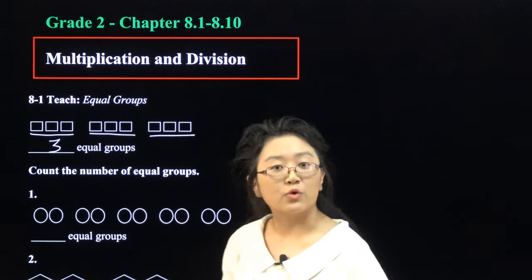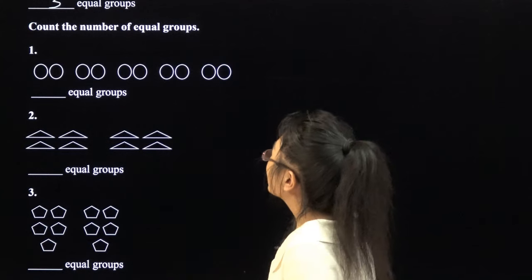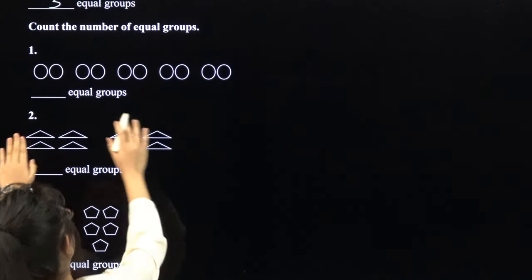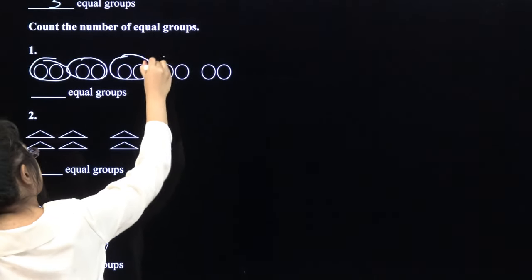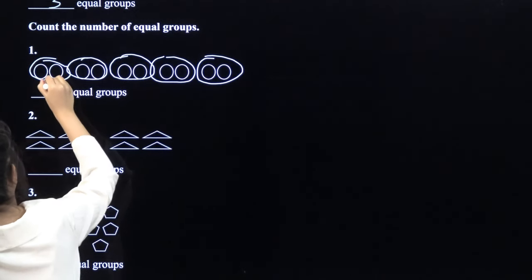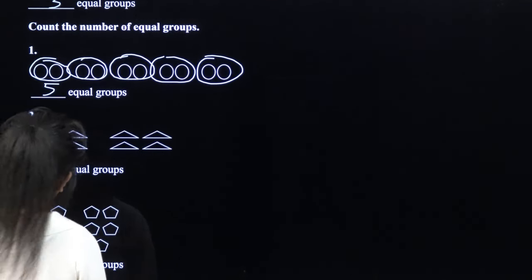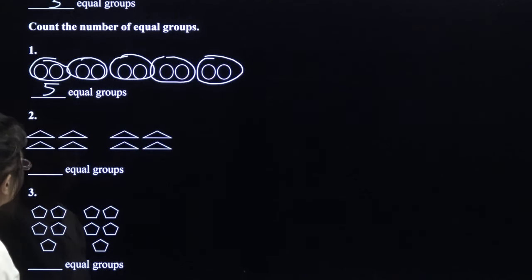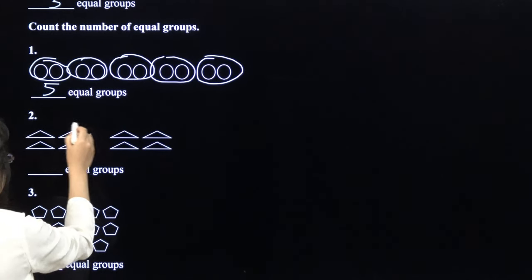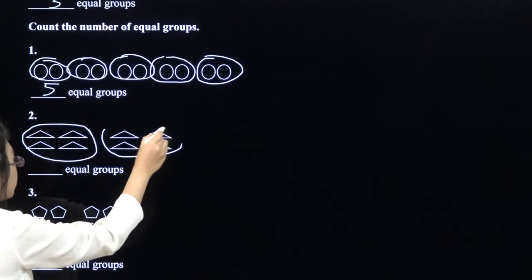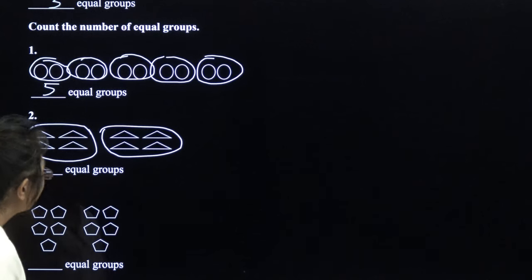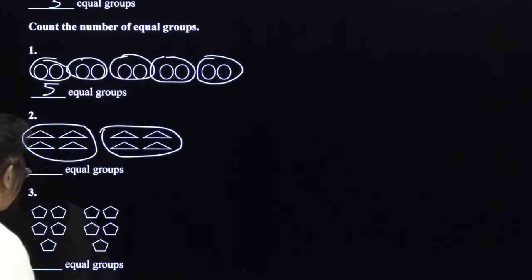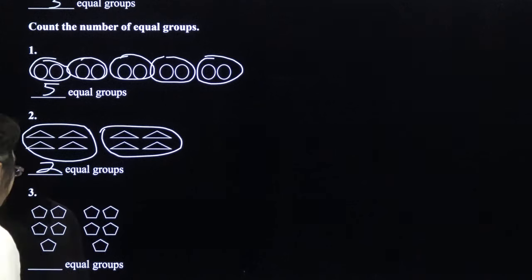So let's count some equal groups. Our first question has, oh, it looks as if they're in groups of two. So that's how many groups of two? One, two, three, four, five. So that's five equal groups. What about here? You could say they're in groups of two, but really they're more in groups of four. And how many did I just circle? I just circled two groups of four. So that would be two equal groups.